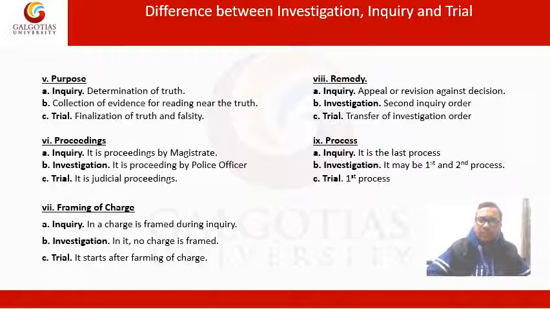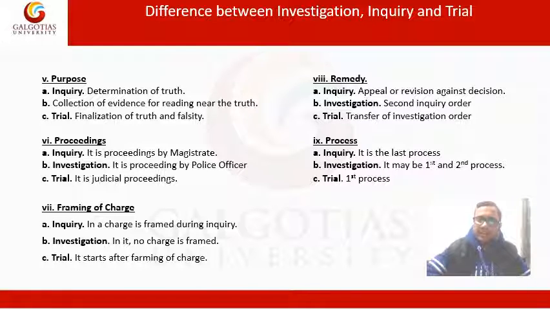The framing of charges. Normally at the stage of inquiry there is no framing of charge. At the end of the inquiry, the charges are framed. Investigation is not for the purpose of framing of charges, so there is no framing of charges in investigation. And trial actually starts with the framing of charges. So after the inquiry is over, at the last stage there will be framing of charge and then the trial starts.